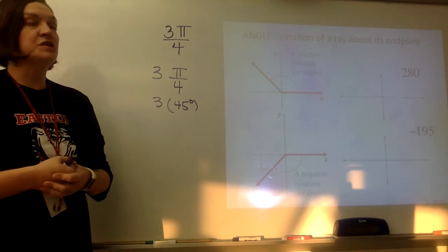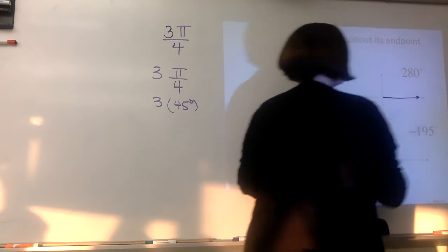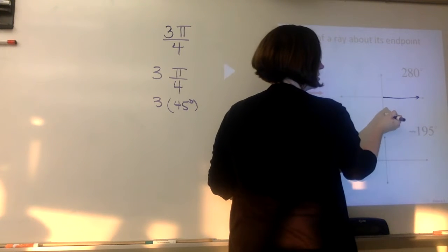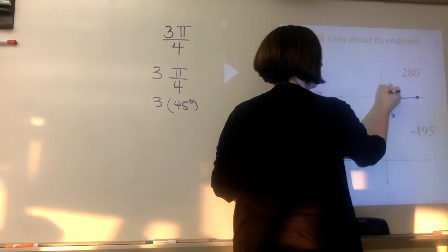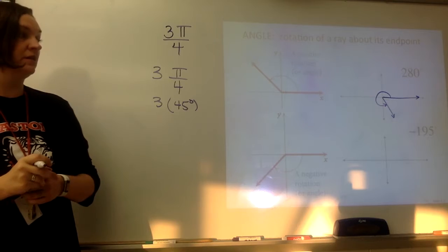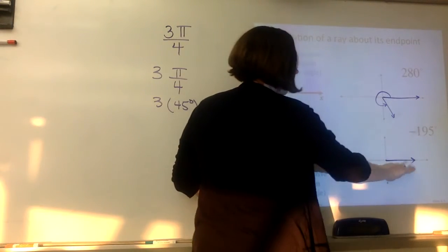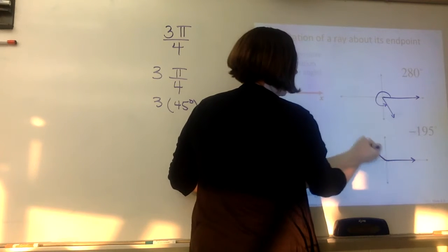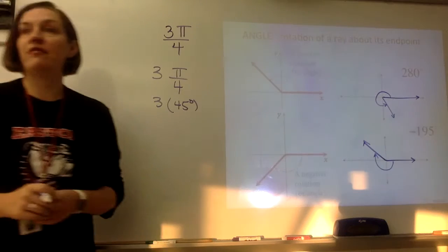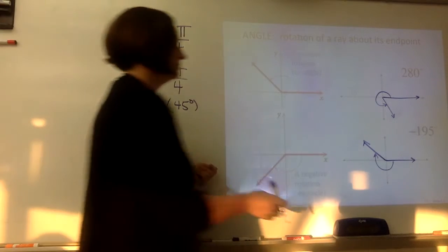Rotation. Where would I draw 280 degrees? Well, I would start here at the positive x-axis. If I rotated halfway around, that would be 180, 270, a little bit more, draw in my swoopy. 280 degrees in the positive direction. Negative 195. Again, always starting at the positive x-axis. Halfway around is 180. An extra 15 is going to be the negative 195. Yes? Swoopies are fun.